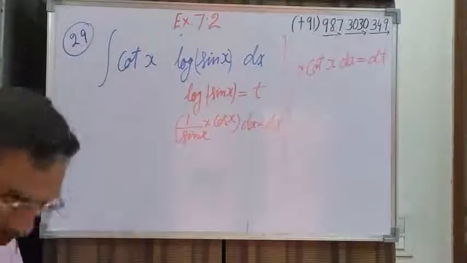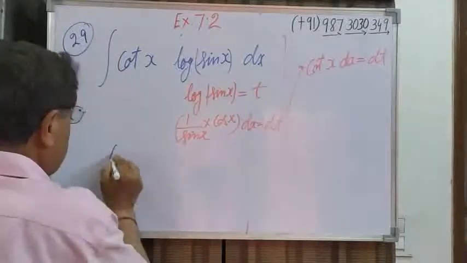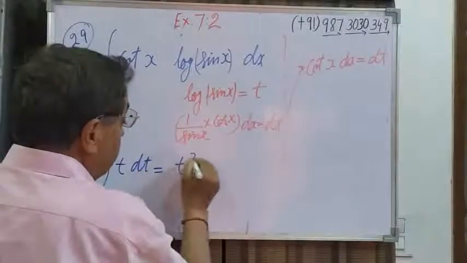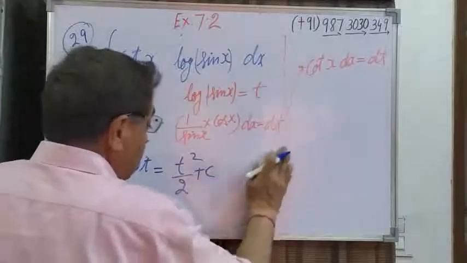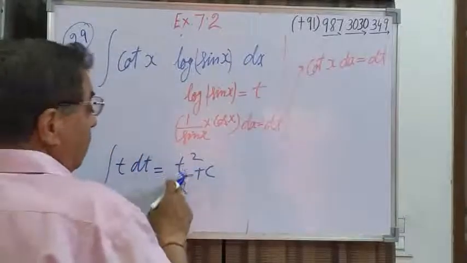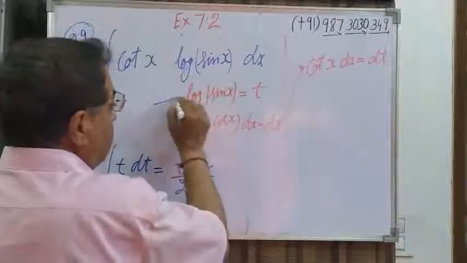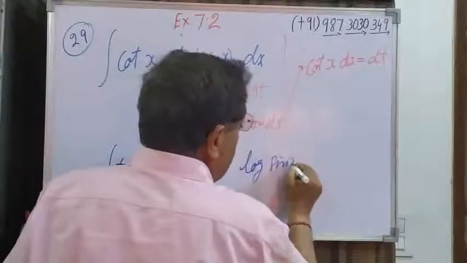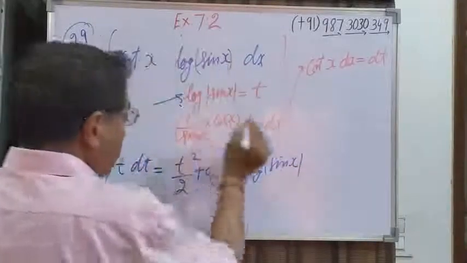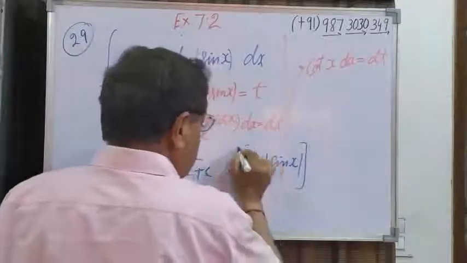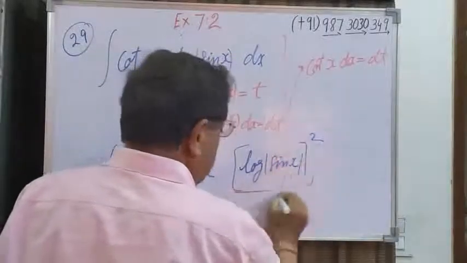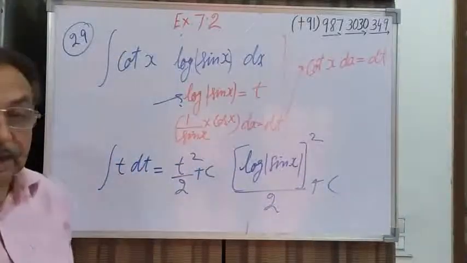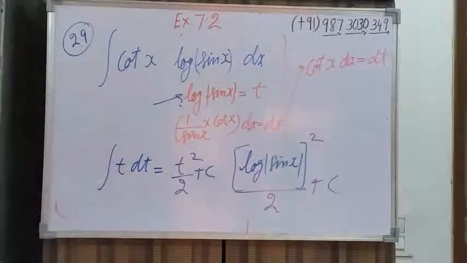It can now be written as the integration of t with respect to dt, that is t square by 2 plus c. We had taken t as log of sine x, so let us substitute back log of sine x instead of t. The whole square of this divided by 2 plus c. In this way, this is the final answer of question number 29.